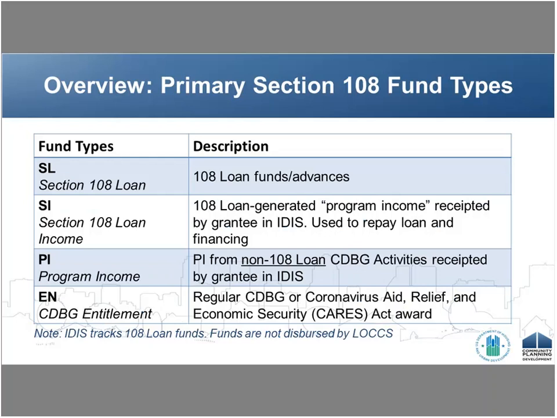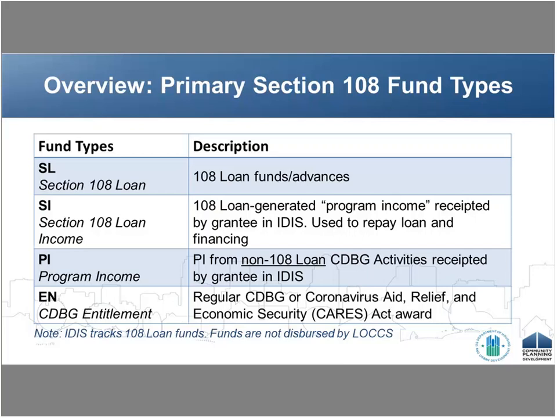Within the Section 108 fund types, we have four main types. We have the SL fund type, which is the actual loan that is made, and that is for all loan funds and any advances that are made from the Bank of New York. Then we have SI, which is the Section 108 program income receipts that are used almost exclusively to repay loans and financing charges.